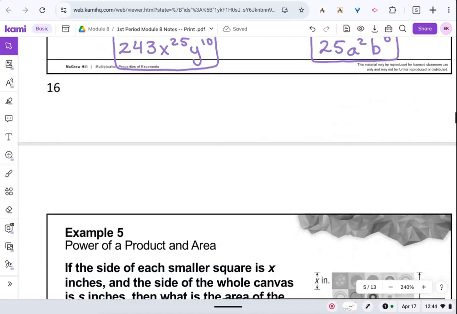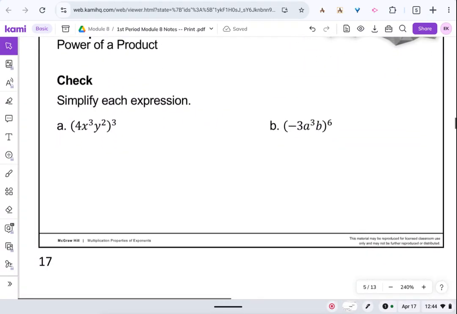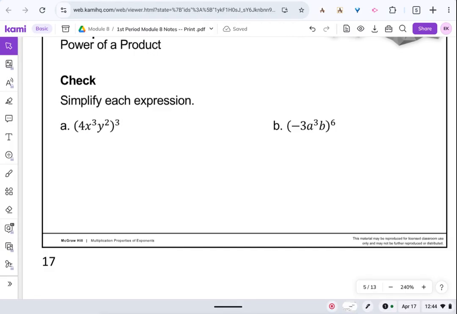I believe, let me check, I believe slide 17 has some more practice. Why don't you go ahead and see if you can get these. Pause the video, see if you can get these ones set up, and then I'll write in kind of what you should have here.